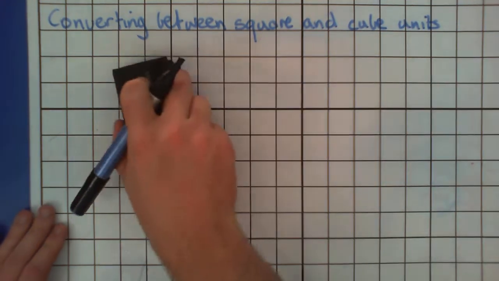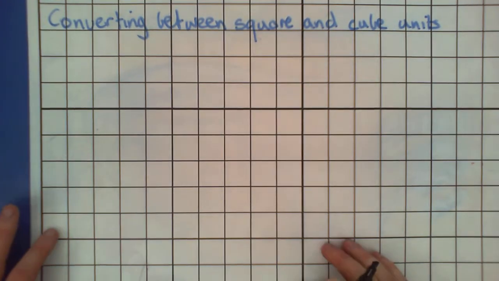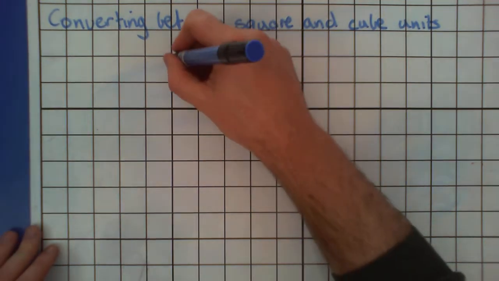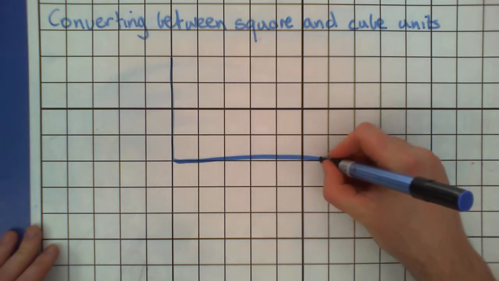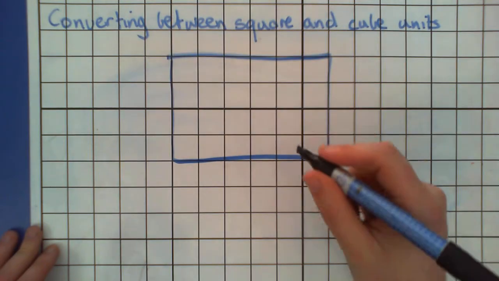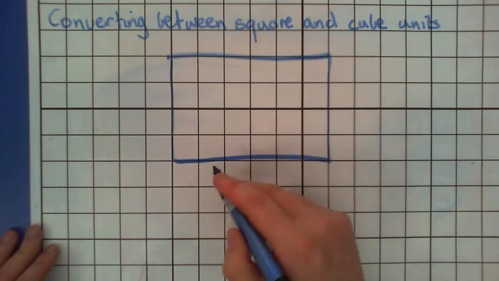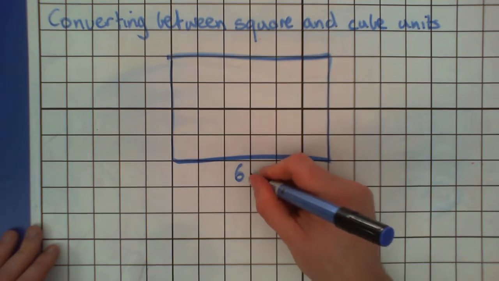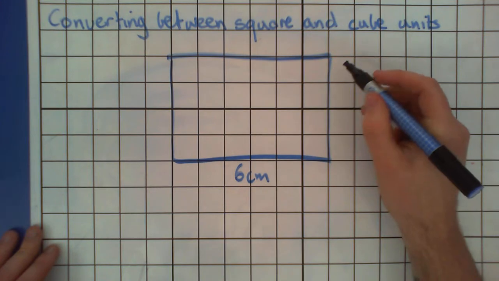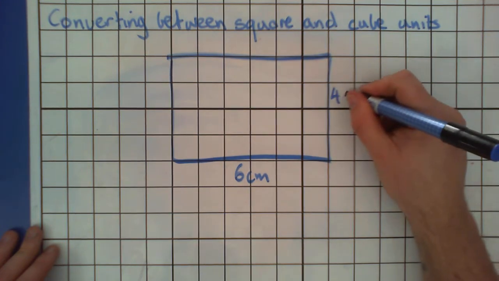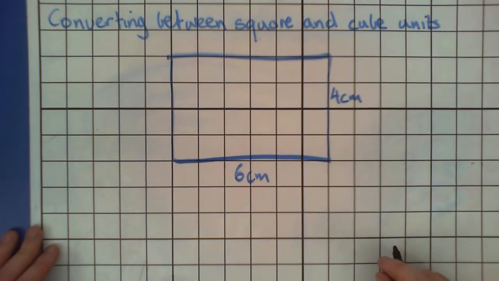The next little bit is we're going to go back a second and think about the area of a rectangle. So I've got a rectangle here, and it's 1, 2, 3, 4, 5, 6 squares across. I'm going to say that that is 6 centimeters. And then we've got 1, 2, 3, 4 squares here, and they're also centimeters. So 6 centimeters by 4 centimeters.